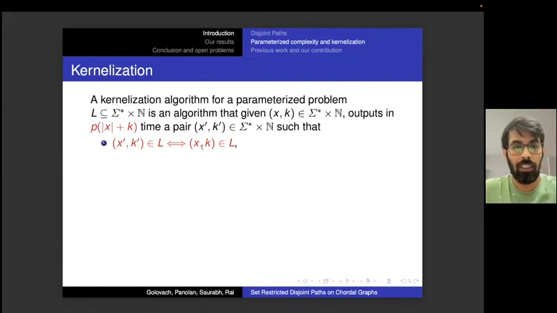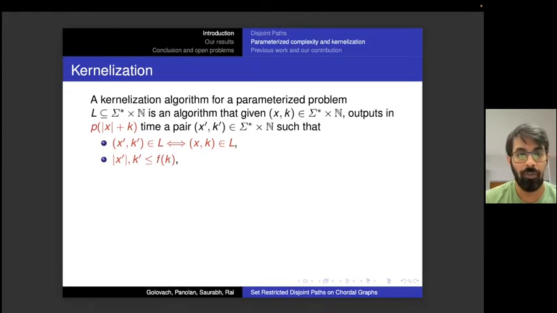So there is equivalence between the new instance and the old instance. And the size of the new instance is bounded by a function of k alone. So the size of x' and the new parameter k' are both bounded by a function of k, where k is the original parameter. Observe that here the size does not depend on the size of x. That means the size of the output instance of a kernelization algorithm does not depend on the input size. It is bounded by a function of the parameter alone. And that's the main thing that we want from the kernelization algorithm.